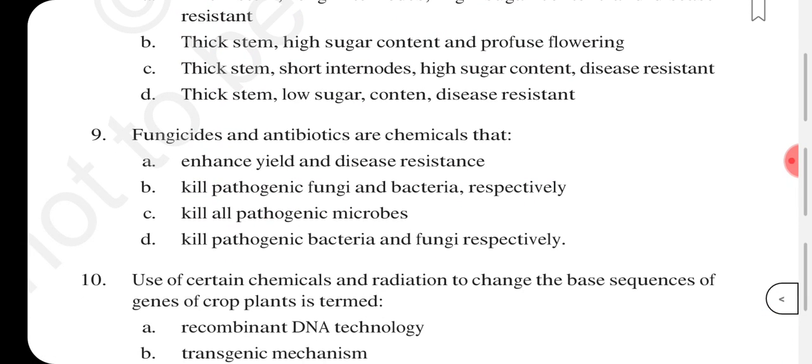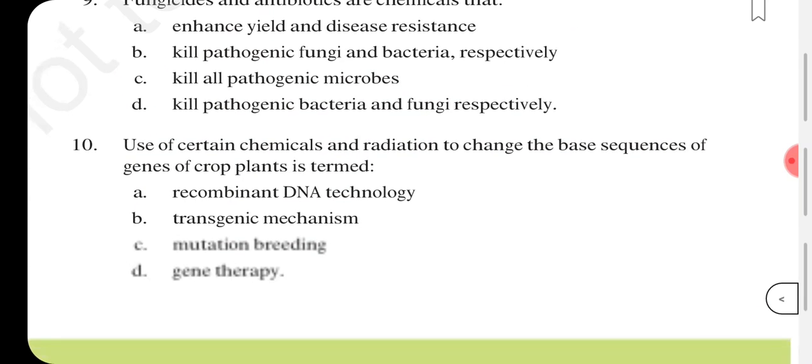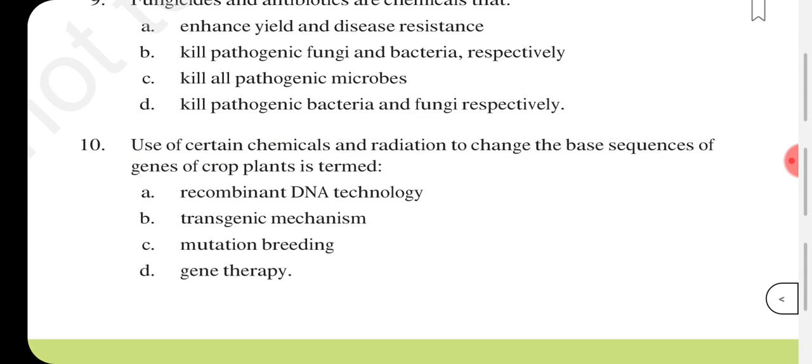Next one: fungicides and antibiotics are chemicals that enhance yield and disease resistance, kill pathogenic fungi and bacteria, kill all pathogenic microbes, or kill pathogenic bacteria and fungi respectively. Fungicides are to kill the pathogenic fungi, and antibiotics are to kill bacteria. So option B.